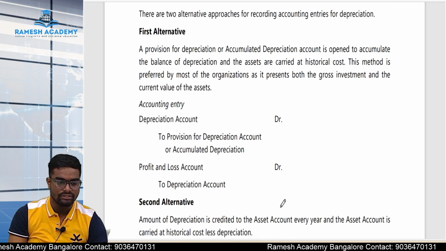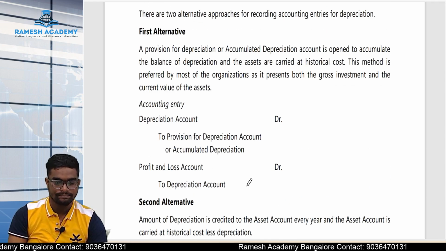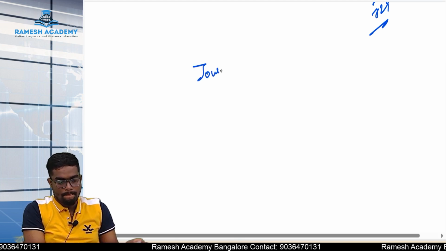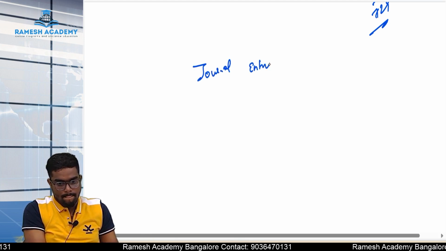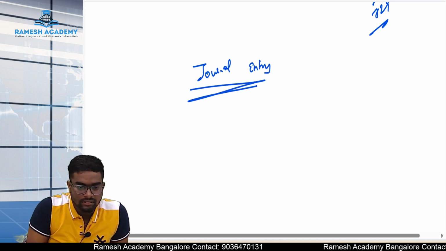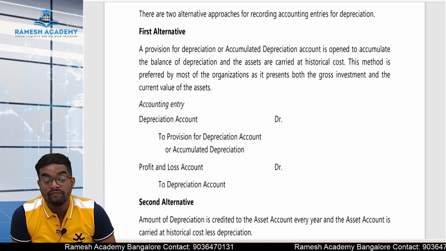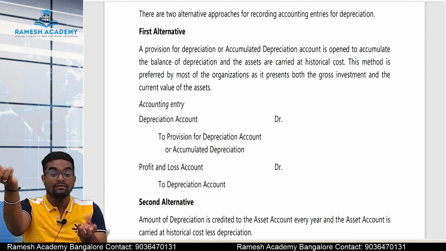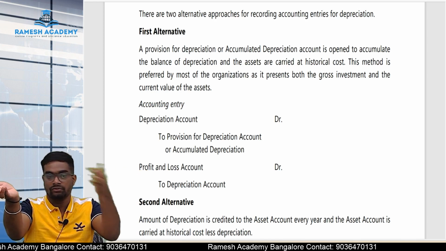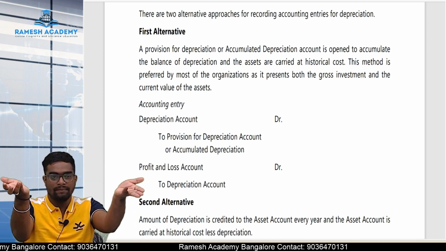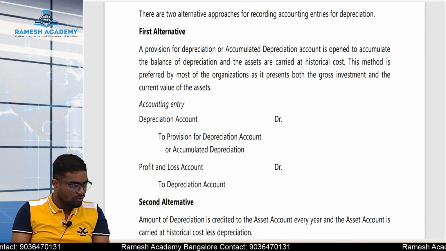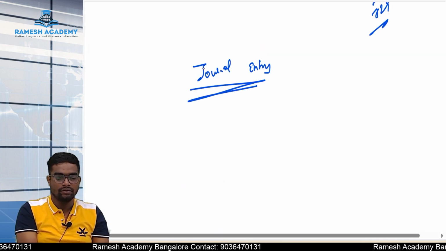Now comes the journal entry. So now, journal entry. Okay, so we basically have two methods. One is that we'll keep the asset value as it is, and accumulated depreciation we transfer to provision. So we'll keep a separate account for provision for depreciation on the liability side, and the other thing that we do is directly reduce it from the cost of the asset.